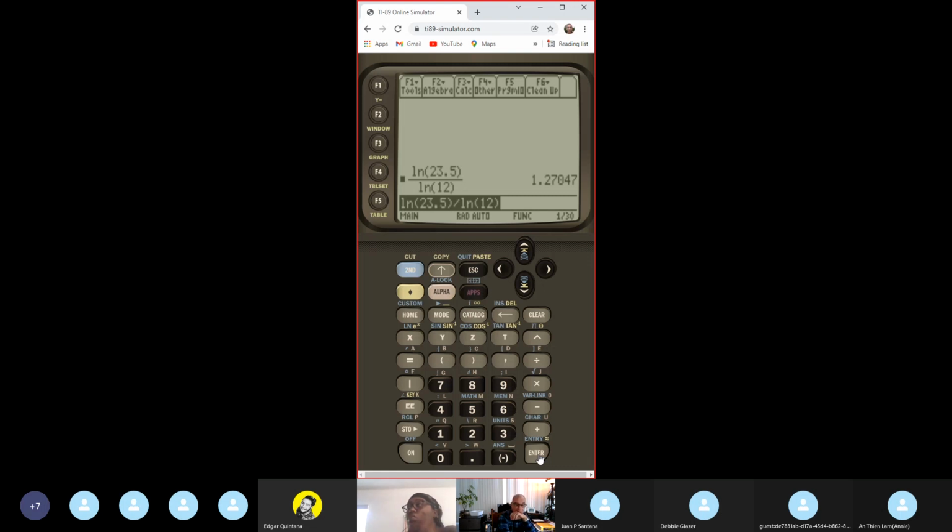Let me notice, for example, the numbers inside the logarithm, 23.5 and 12, both are greater than 1. And the base of this natural logarithm is e, 2.7. In this case, both logarithms separately are positive. And positive divided by positive, the answer is positive, 1.2705. Correct? Good.